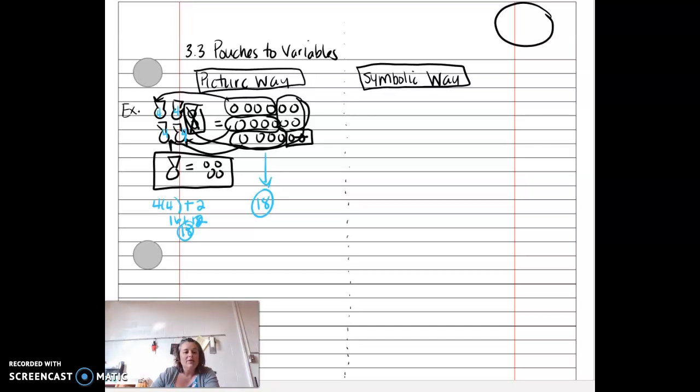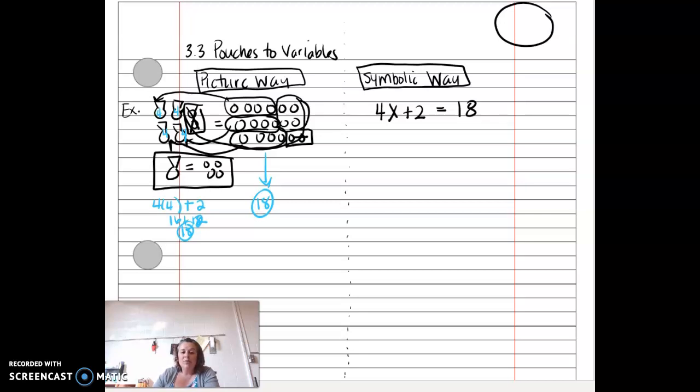Now if I go back to my pencil, looking at our symbols, instead of bags, what if we said X's were bags? So I have 4 bags, 4 X's, plus 2 coins. This was equal to 18 loose coins. So the 4 next to the X says that I have 4 pouches. The 2 is our 2 extra coins, and then here I have 18 coins. So the numbers without variables, those are your loose coins.